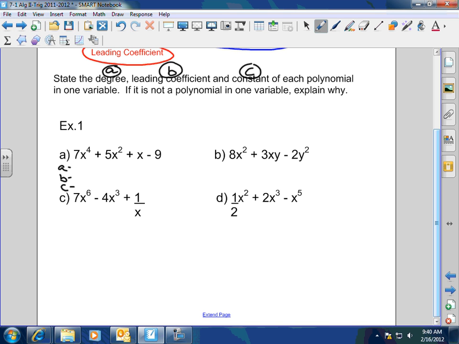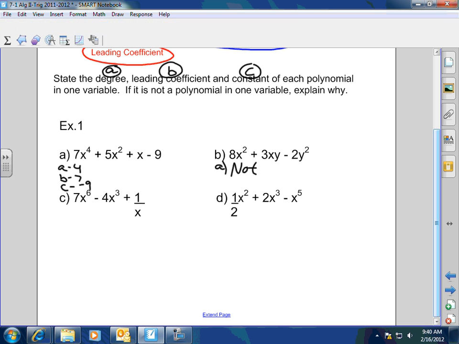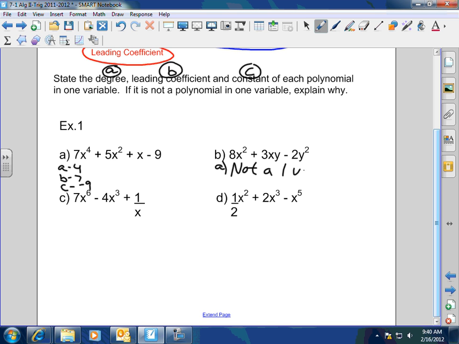What is the degree? What is the lead coefficient? What is the constant? Awesome. Okay. What is the degree here? Not a one variable polynomial. Very good. So you can't work with that. What's the degree here? This is not a polynomial either because x is in the denominator. Very good. So this is not a polynomial.